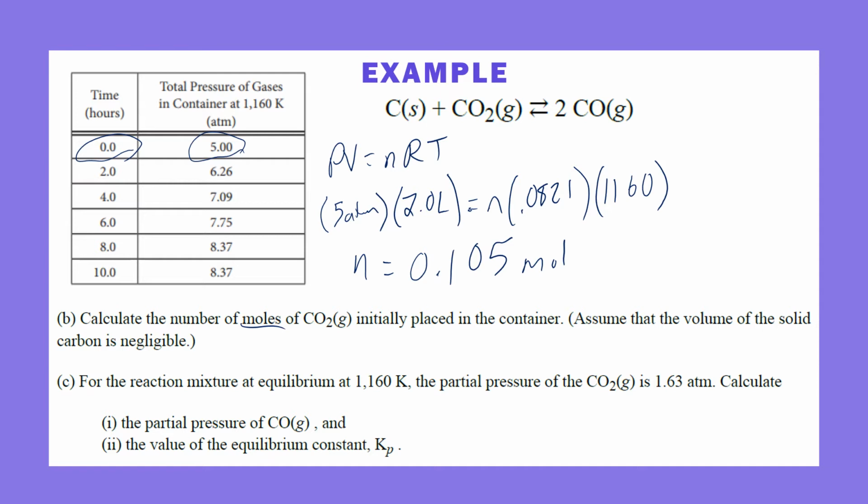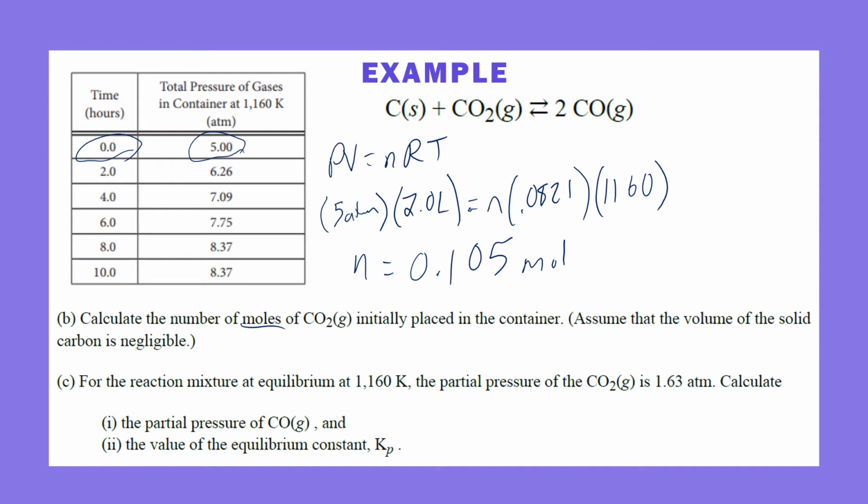Now part B was 2 points total, for your calculations there. Part C was worth 3 points altogether. So let's take a look at part C.